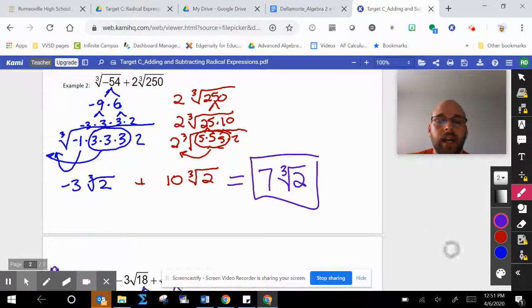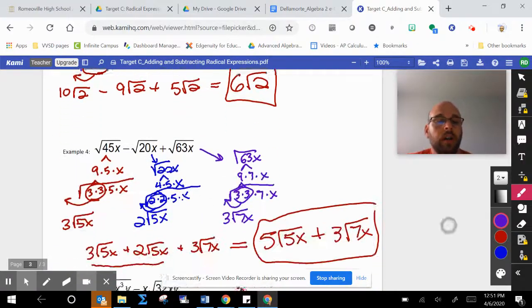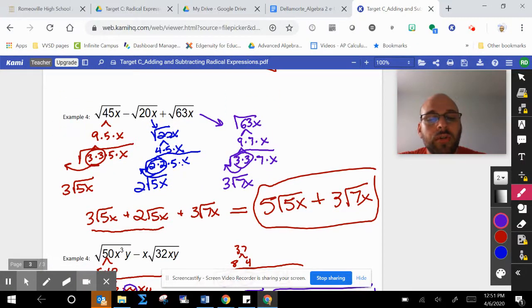Now, we did have one problem here in example 4 where 2 of the 3 radicals were the same. You can combine those, but the third one was not a like term. Therefore, you had to leave it alone as its own separate term.